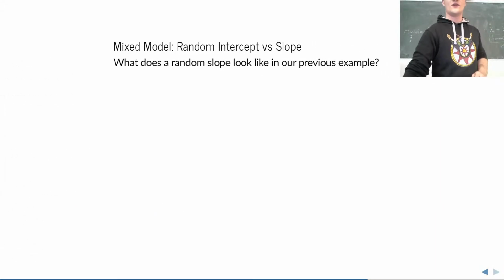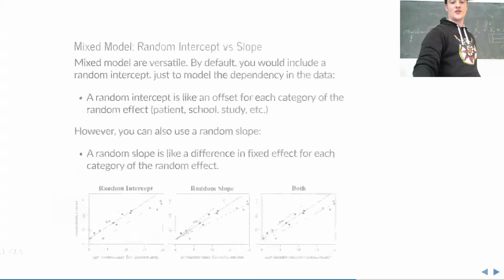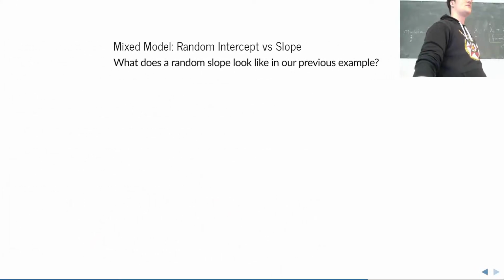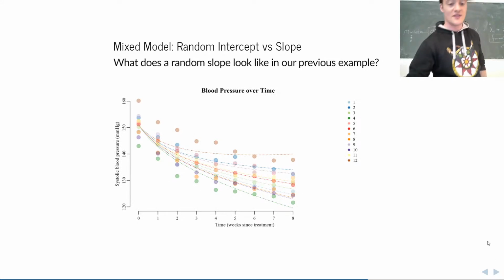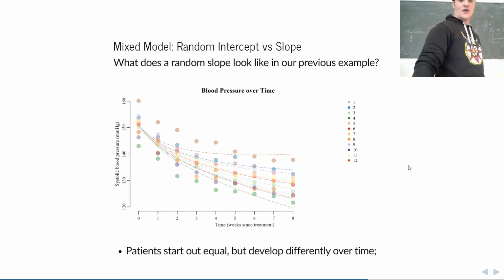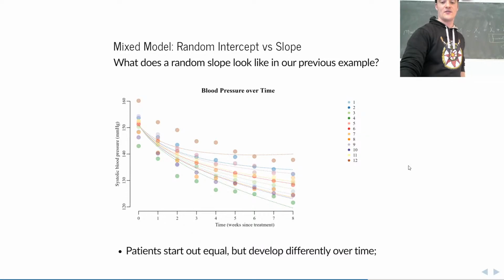Okay, what does a random slope look like in our previous example? We already saw what a random intercept looks like. That's like this. We allow them to vary a fixed amount from each other. Then what does a random slope look like? Anyone have an idea? They start at the same point and they increment at different rates. So where the explanatory variable is 0, they will start out the same, but they will have a different progression over time. Yeah, so this is a random slope. Okay, patients start out equal but develop differently over time.